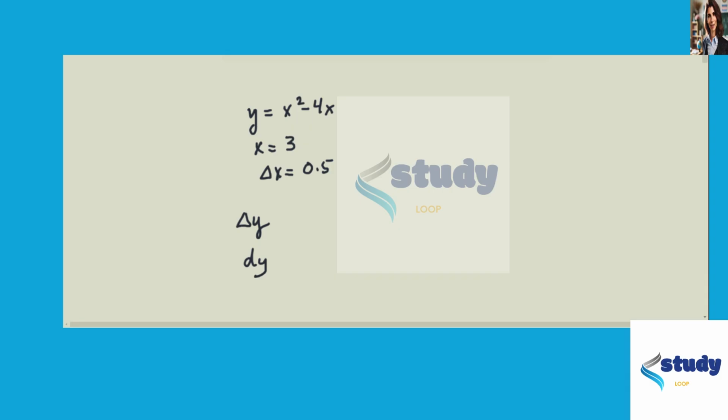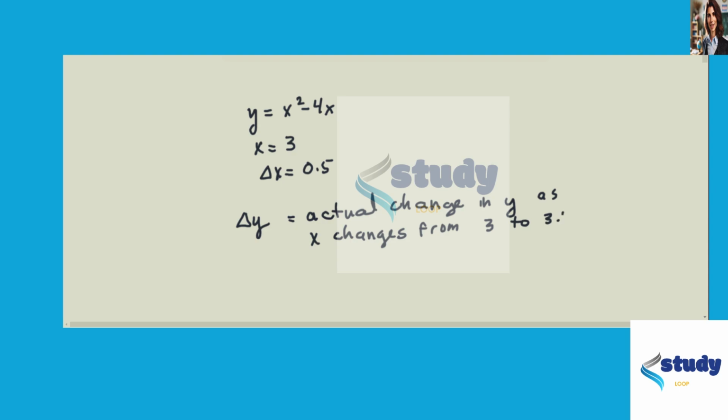All right, you're given this function y equals x squared minus 4x, and x equals 3 and delta x equals 0.5. They want you to calculate delta y, and dy, but first let's do delta y. It means the actual real change in y as x changes from 3 to 3.5.